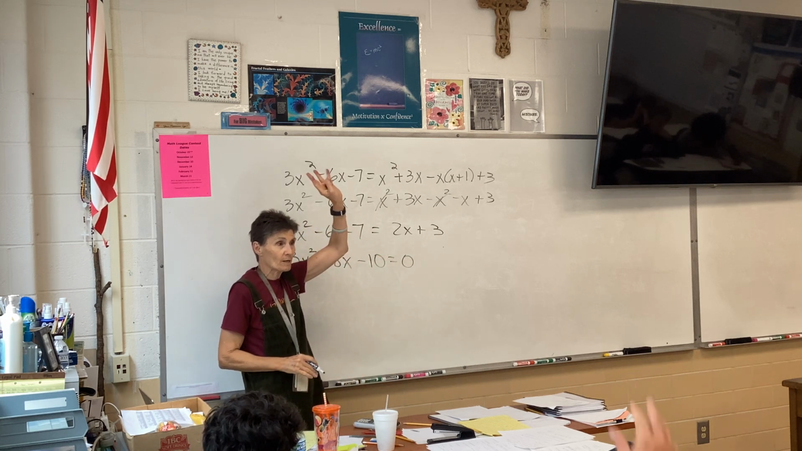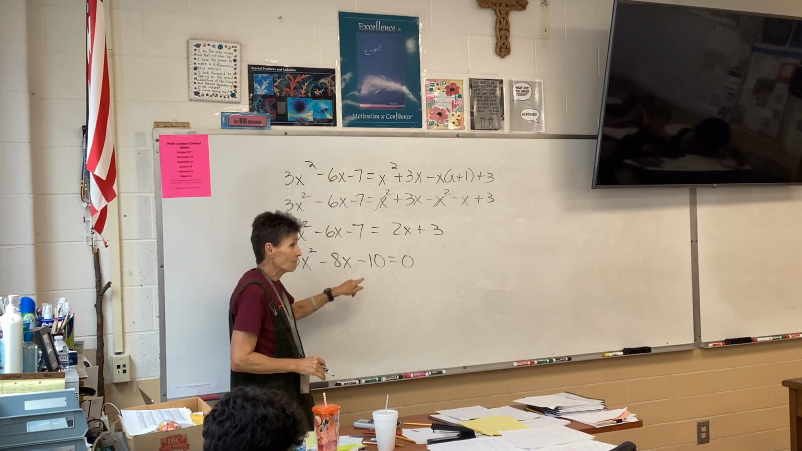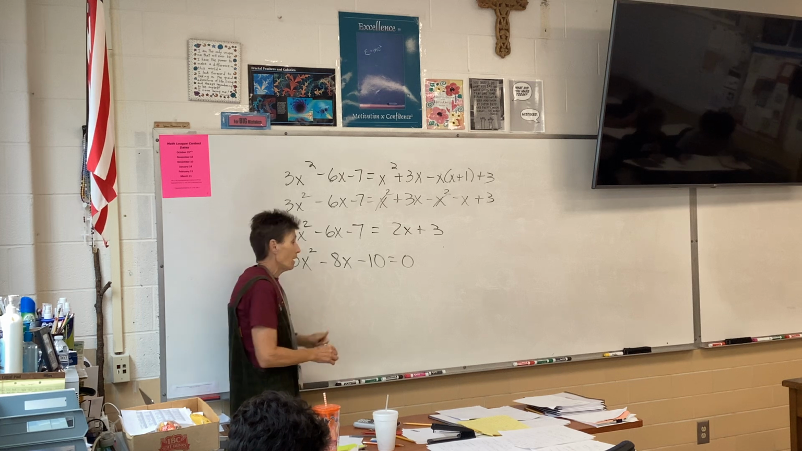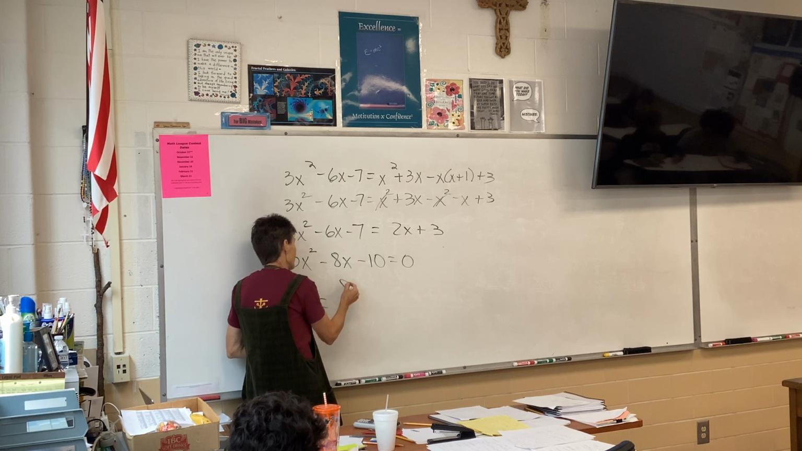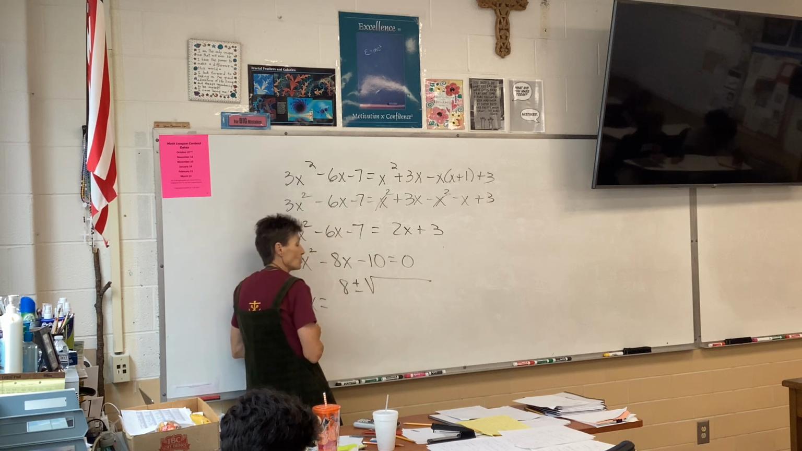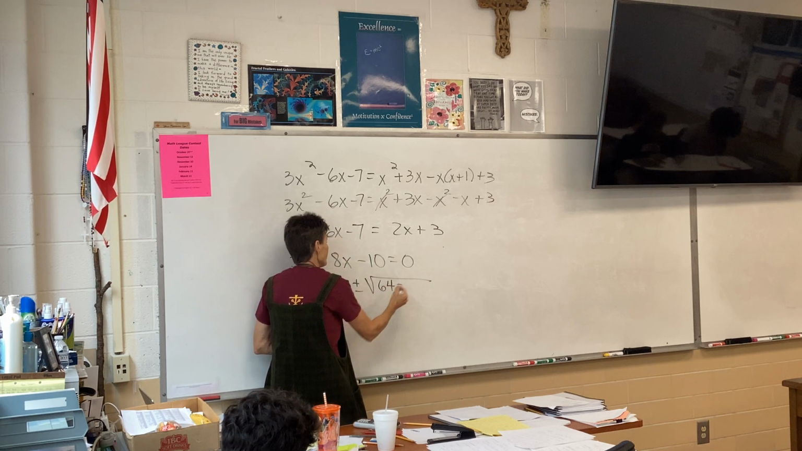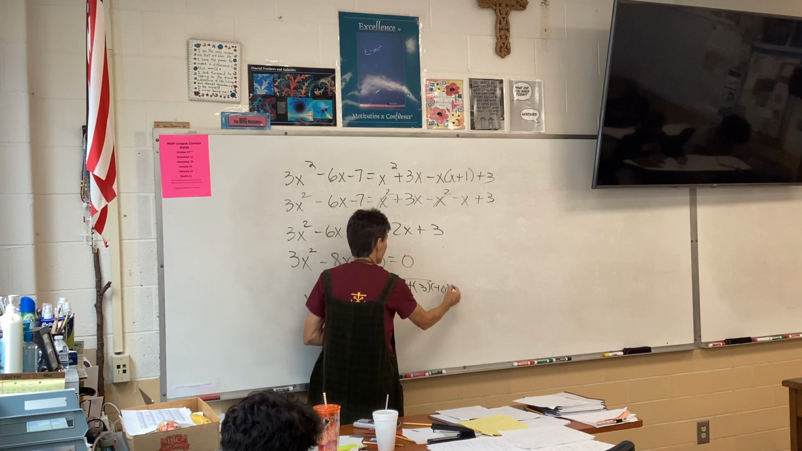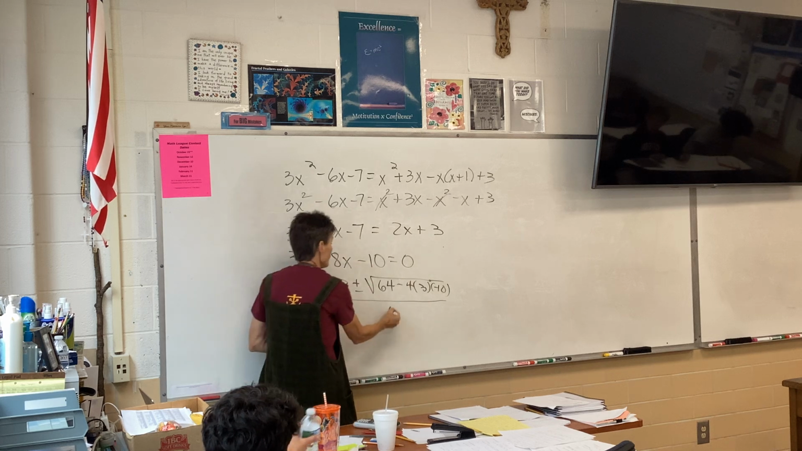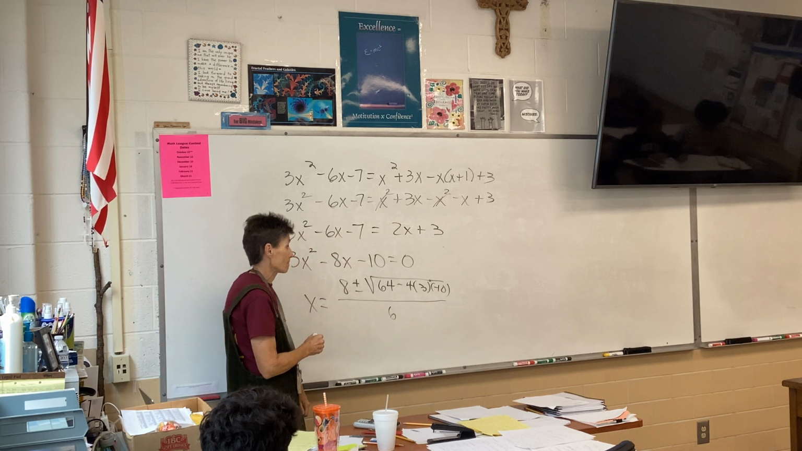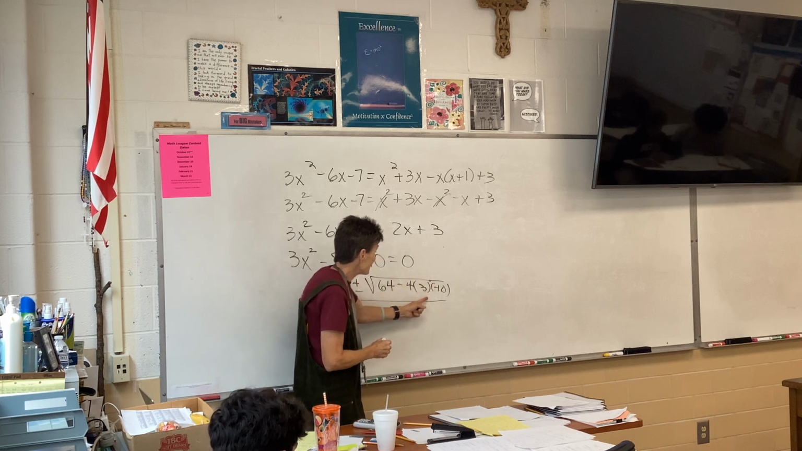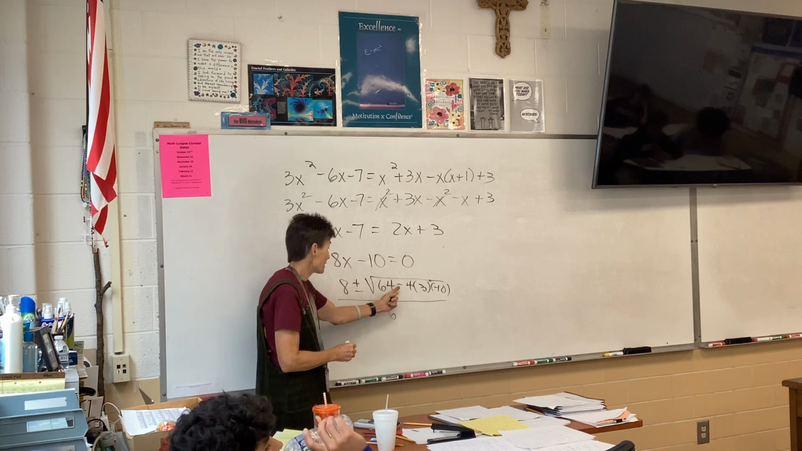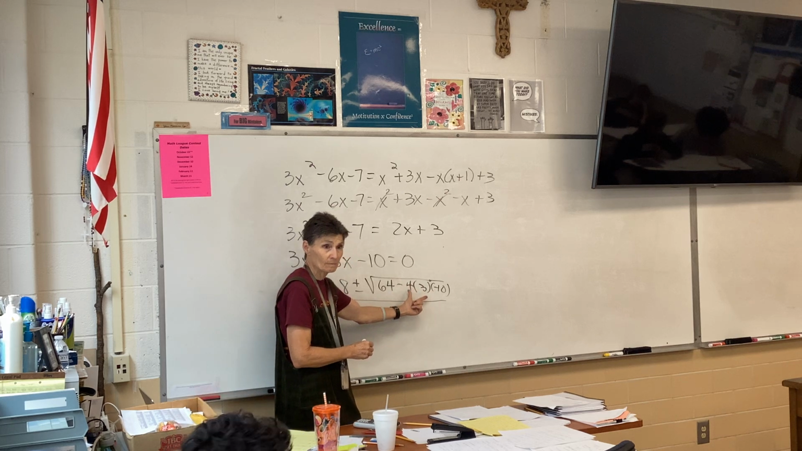Right, who got that far? Raise your hand. Good. If you didn't get that far, you're going to have the wrong answer because this is the equation you want to start with. All right, x equals negative b plus or minus the square root of b squared minus 4 times 3 times negative 10, all over 6. This right here is going to become a positive because I'm subtracting a negative number.